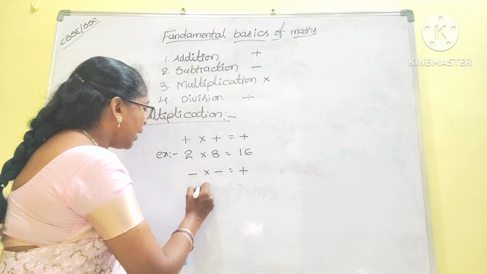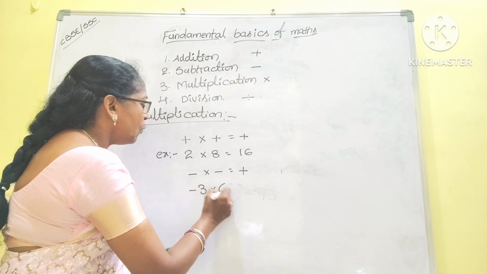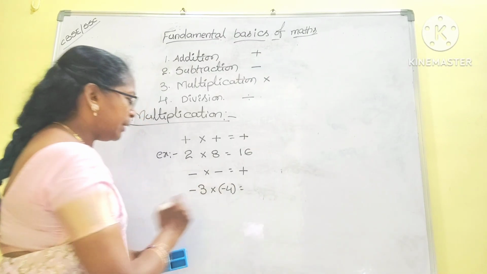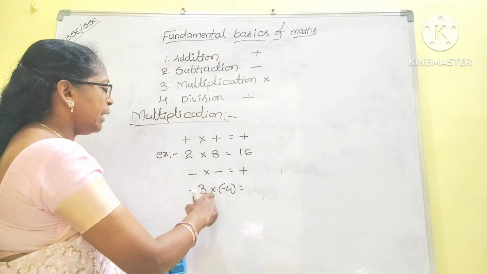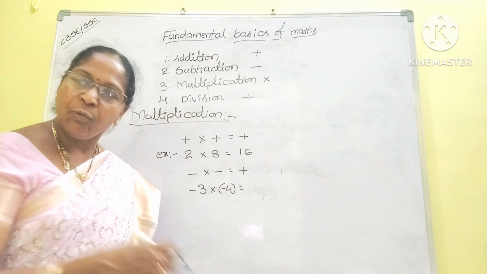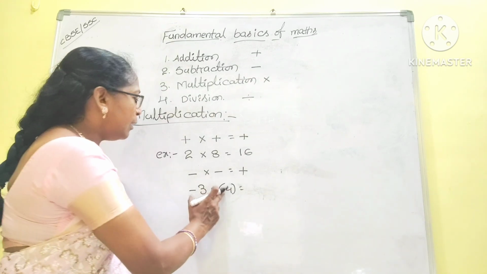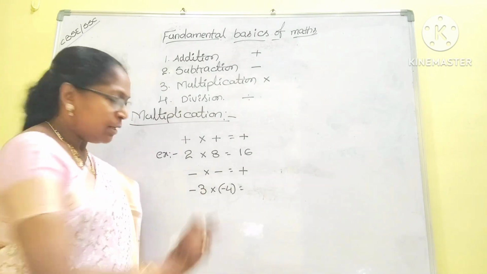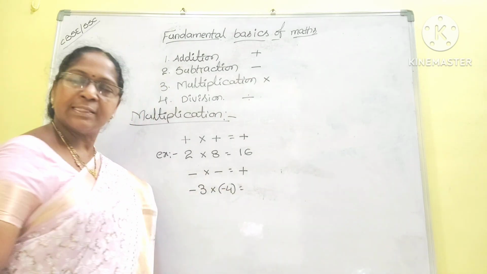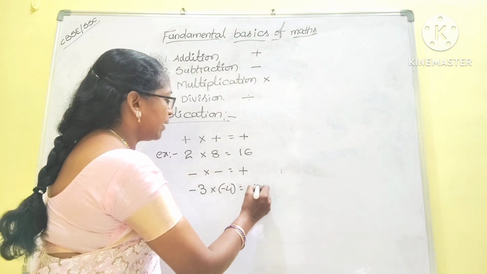That means minus 3 into minus 4 equal to minus 3 into minus 4. Here, two numbers are having negative symbol. First, what you have to do is just forget about the symbols. Multiply these two numbers. 3 4 12 you write.